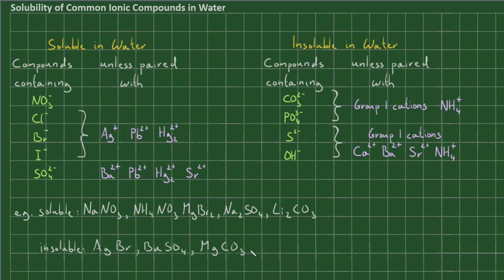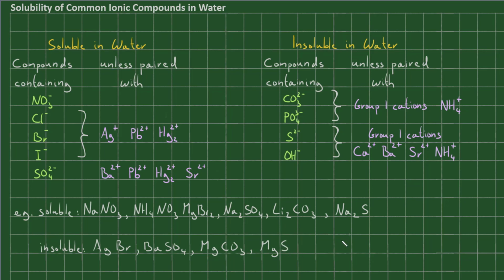A similar situation arises with sulfide and hydroxide anions. Most salts containing these two anions are not soluble in water, unless the cation is a group 1 cation or calcium, barium, strontium, or ammonium. And so I could say that sodium sulfide is soluble in water because I have combined the sulfide with a group 1 cation, sodium, but magnesium sulfide is not soluble in water.